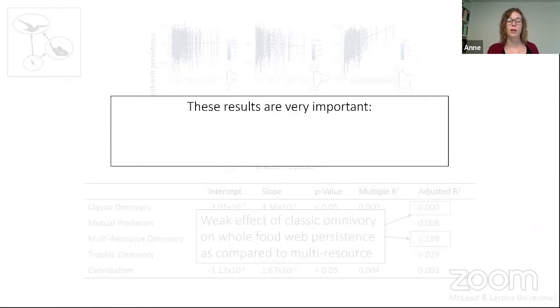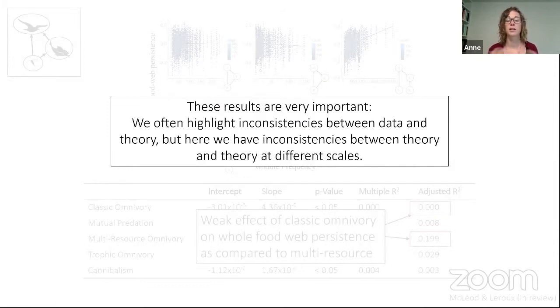These results are really important because we often highlight that there's inconsistencies between empirical data and theory, and we often talk about how we need to bridge this data and theory divide. But here we have inconsistencies between theory at one scale and theory at a different scale. So theory at a module level and theory at the whole food web level. And we need to start thinking about how to bridge those scales as well. Even though obviously modeling these dynamic 50 species food web models is a lot more complex, we still need to figure out how to really tackle that.